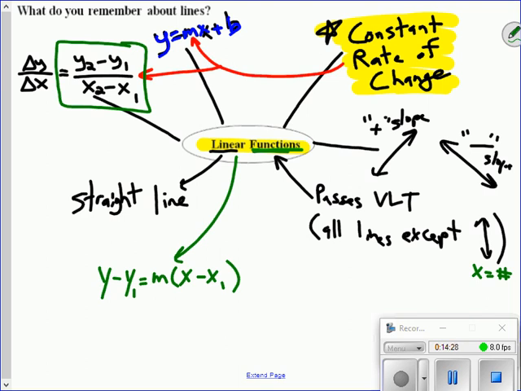And then finally, if we talk about our slope, we're sloping up and to the right if it's positive, we're sloping down and to the right if it's negative. And the big one is a line has a constant rate of change. That is the main reason that you know something is linear. So pause the video, write a bunch of this down.